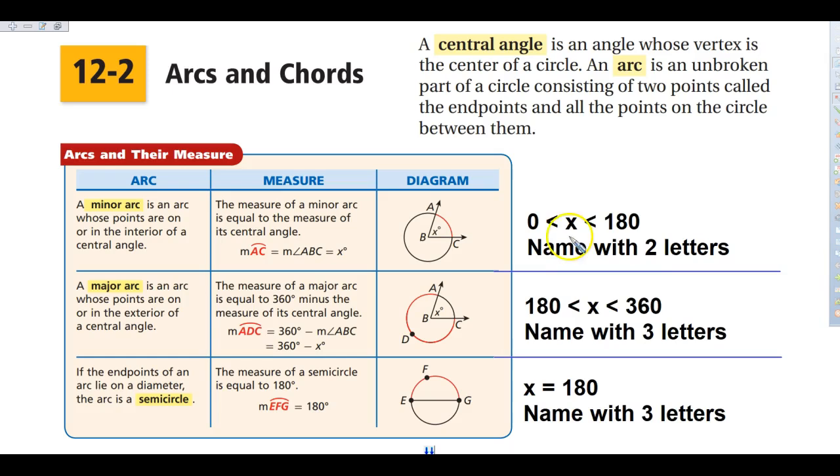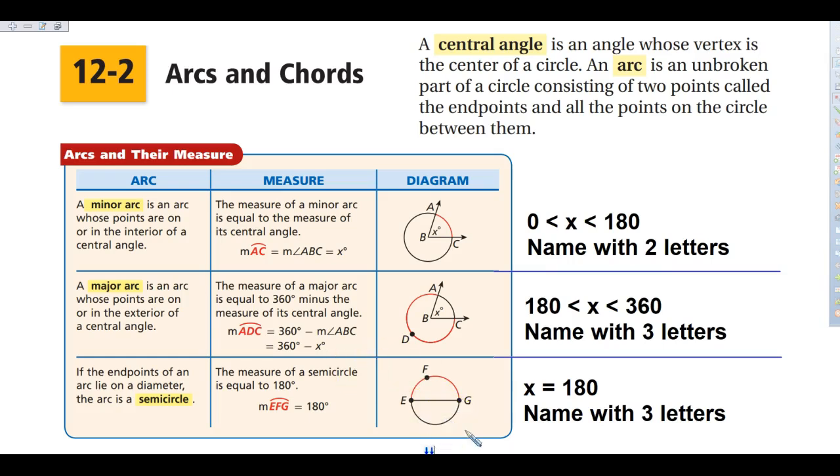Now, our next type of arc is a semicircle, which measures exactly 180 degrees, and we also name that with three letters. Because if I just tried to say arc EG, I wouldn't know if I was going up or if I was going down. So I would want to clarify EFG, or if I had another point down here that was A, I could say EAG or GAE. All right. But that third point, that middle point, tells us whether we're going up or down or left or right, whatever, depending on where the diameter lies.